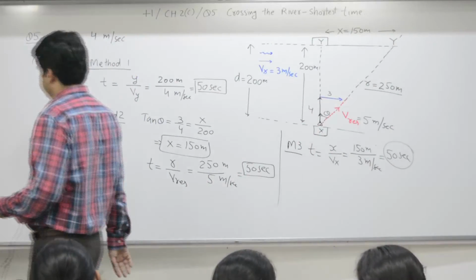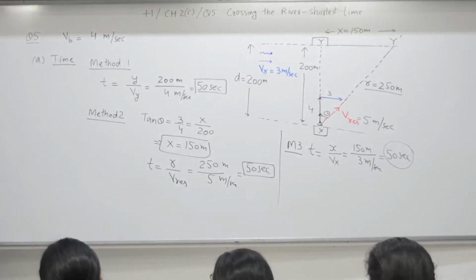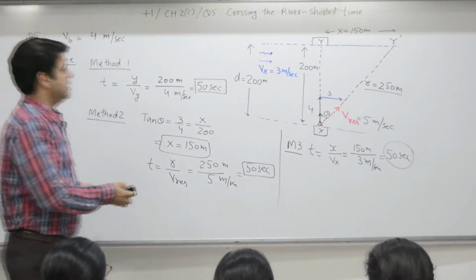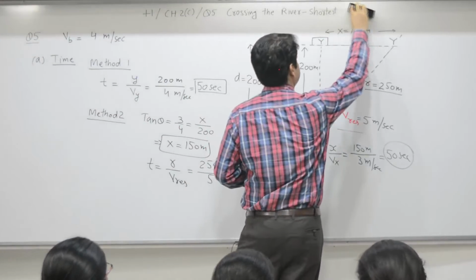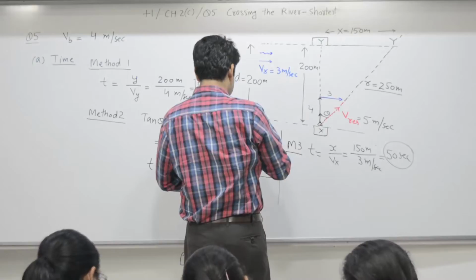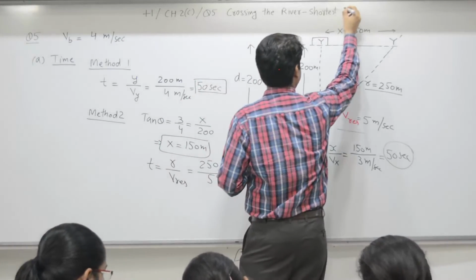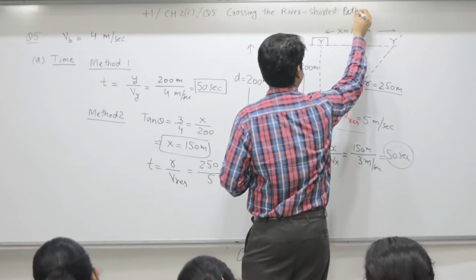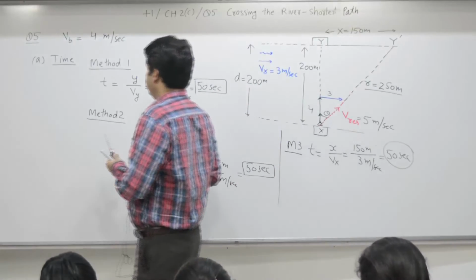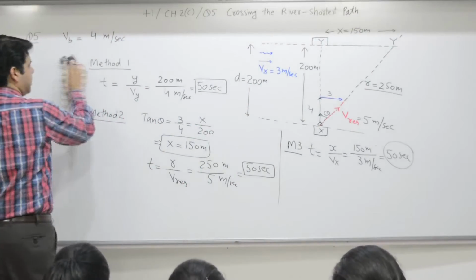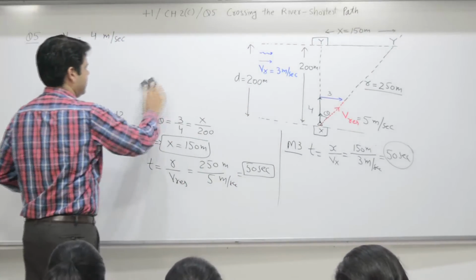This is one: crossing the river in shortest time. Second part, crossing the river by shortest path. We need not refer to the notes. We will define it again. Again, the same river.